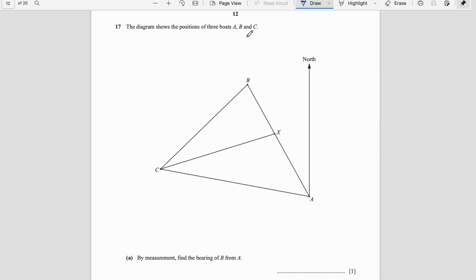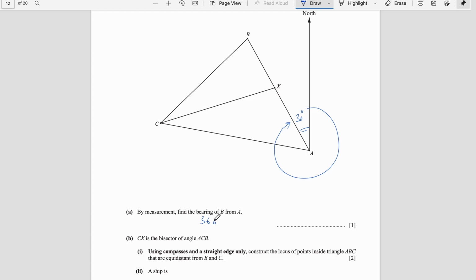The diagram shows the position of 3 boats A, B and C. This is A, this is B, that's C. By measurement, find the bearing of B from A. So from A, this is the angle you have to write. Measure this angle using a protractor. This comes out to be 30 degrees. So 360 minus 30 is 330 degrees.